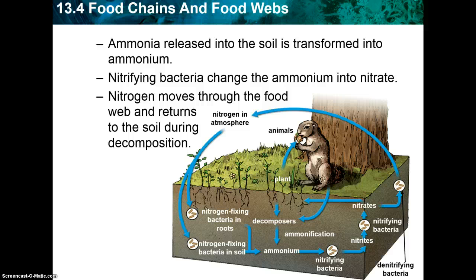Okay, and this would be the explanation of what's going on here, so you can jot this one down. Ammonia is released into the soil and is transformed into ammonium. Nitrifying bacteria change the ammonium to nitrate. Nitrogen moves through the food web and returns to the soil during decomposition. So I would also pause right here and jot down this little cycle also.